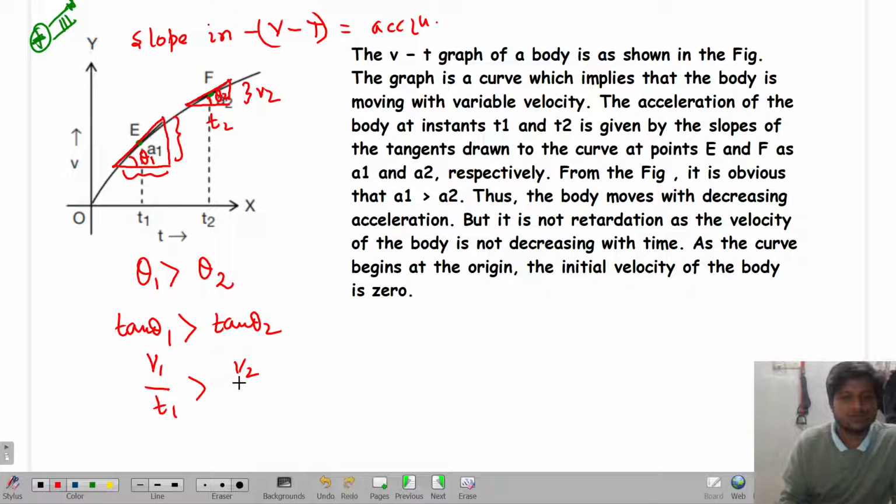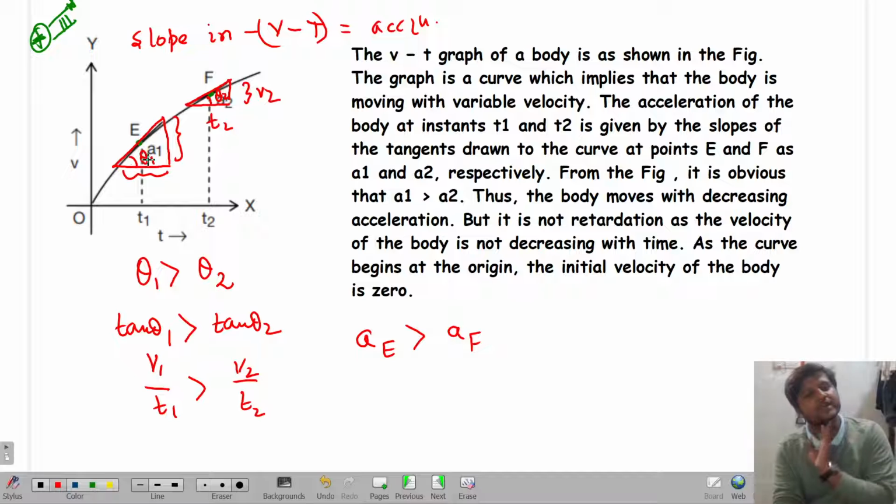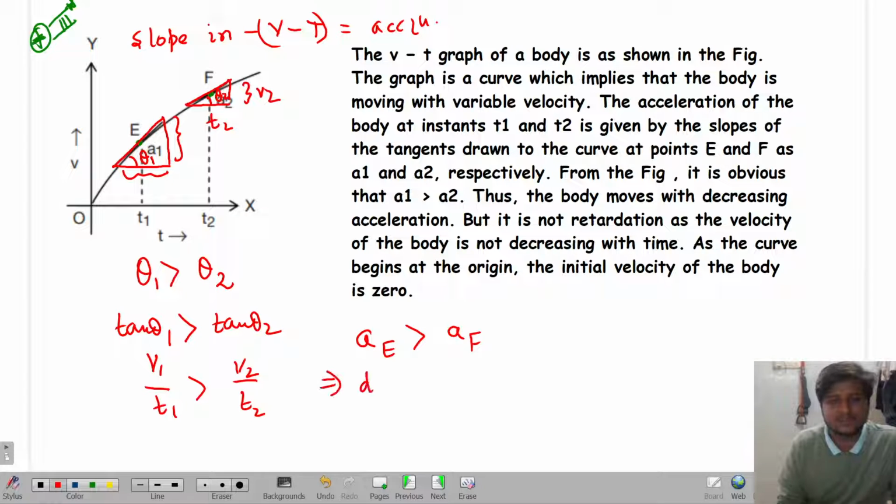Yes or no? So what we observe is that acceleration at point E is much greater than acceleration at point F. And that's correct. If the slope of the VT graph at point E is much more as compared to the slope of the VT graph at F, then acceleration at E is much greater than acceleration at F. So can I say that this is a decreasing acceleration graph? What kind of graph is it? Yes sir, it is a kind of decreasing acceleration graph.